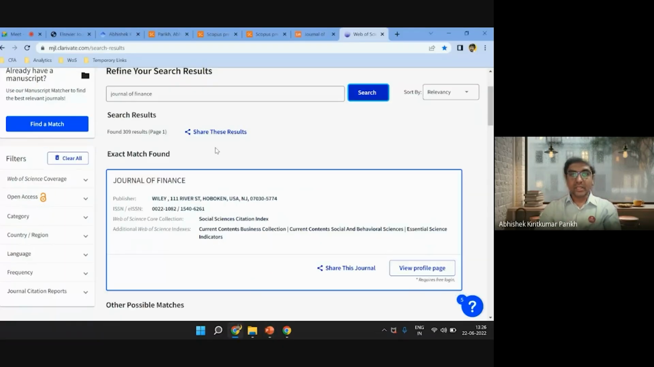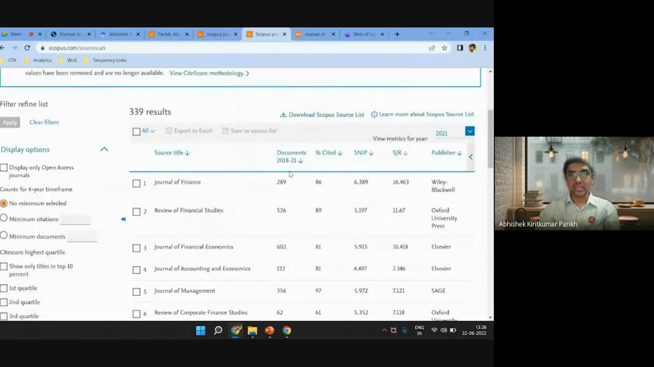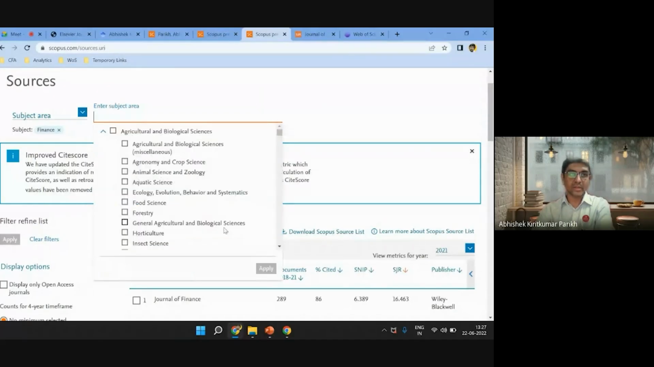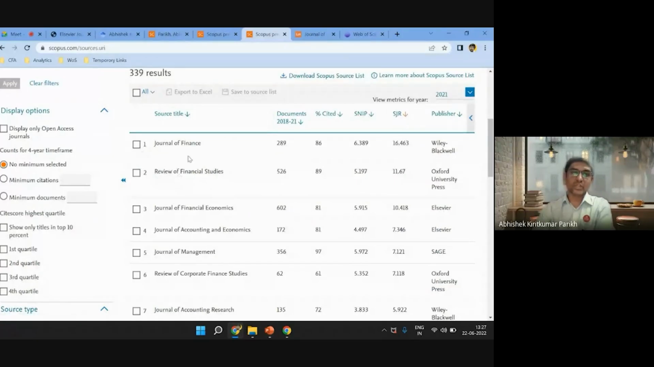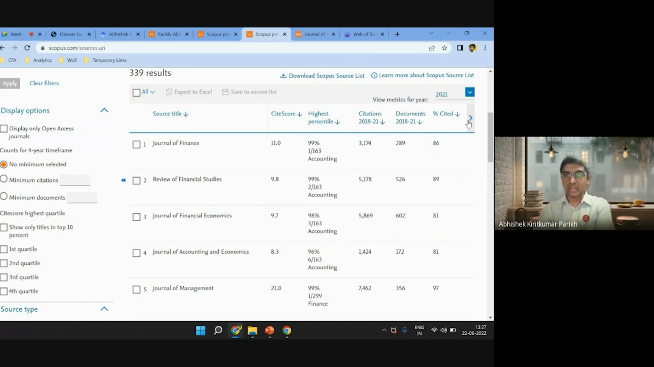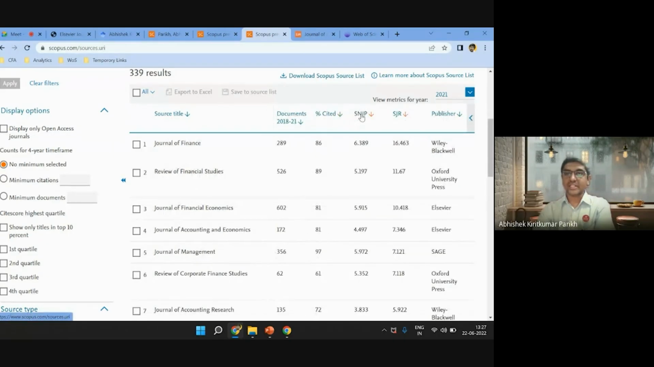So what it means is, when I have this list, which one is the highest impact journal? What do you see? I have selected the area as finance, okay? After that, this shows subject finance, and after that I searched, and which journal is showing first? Journal of Finance. So in all parameters, whether we talk about citation, documents published, percentage citation, SNIP score, SJR score, which journal is giving the highest impact in the area of finance? Journal of Finance. The second number is which one? Review of Financial Studies. Yes or no?